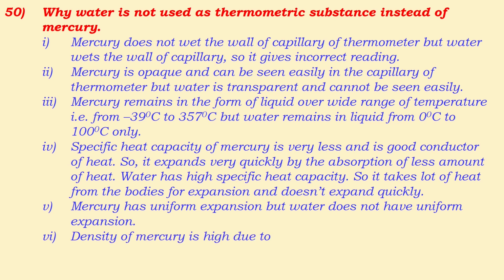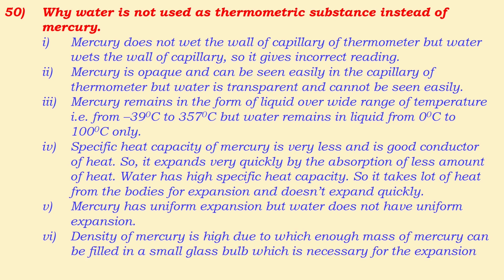Okay, next. Density of mercury is high, due to which enough mass of mercury can be filled in a small glass ball, which is necessary for the expansion to show high temperature, but water has less density. That's why enough amount of water cannot be taken in thermometer.